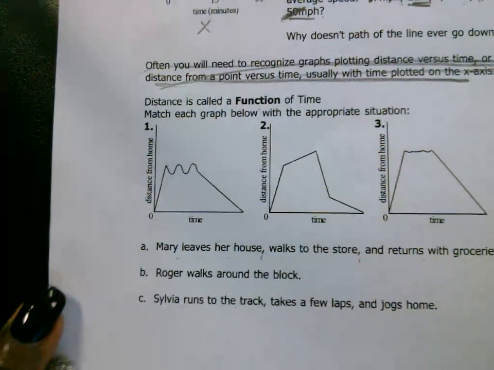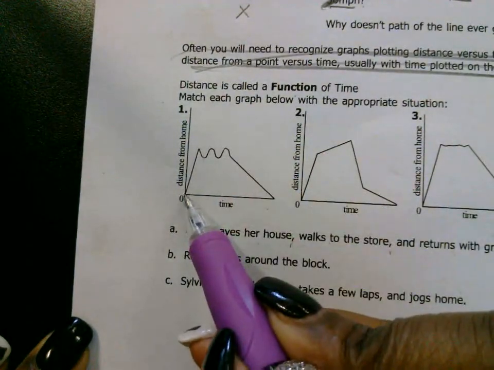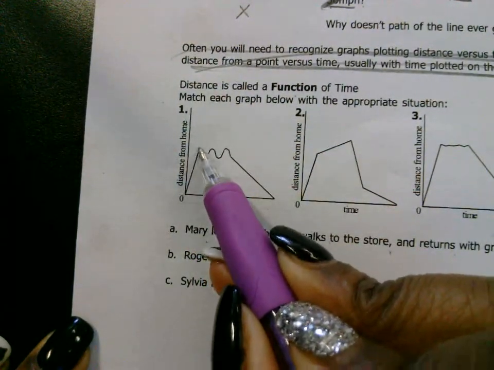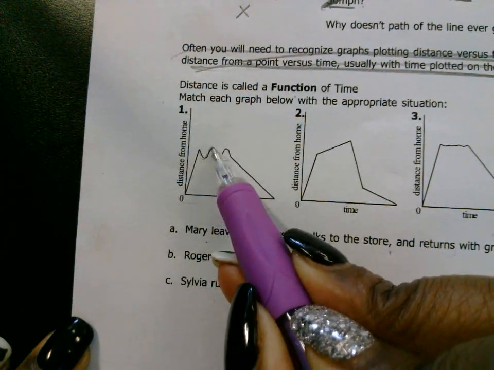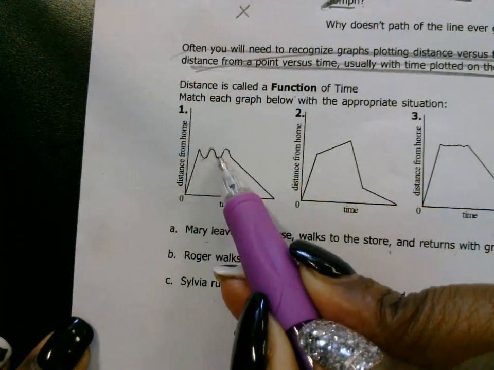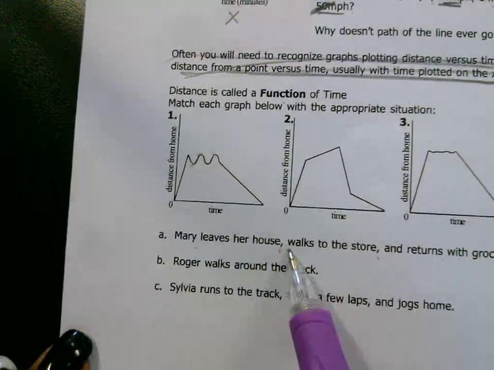All right, here we go. So this is not a good answer, because this is going to the store, then a little turn around and going back again, then turn around and going back again, and turn around and going back again. This is not a good one for this scenario.